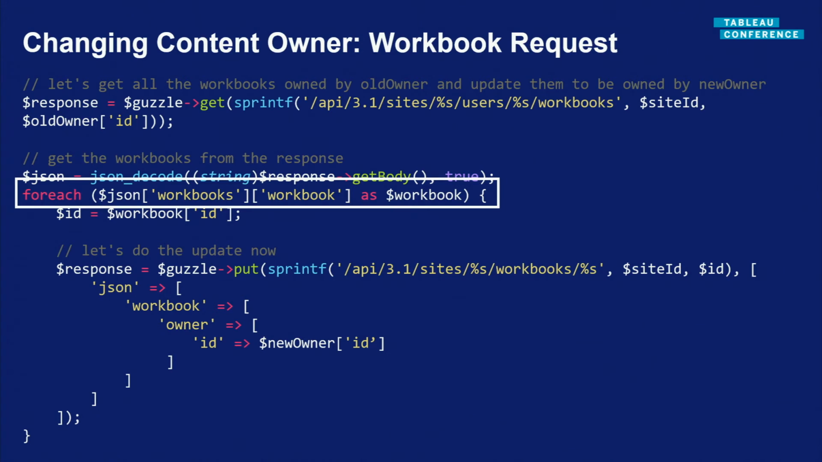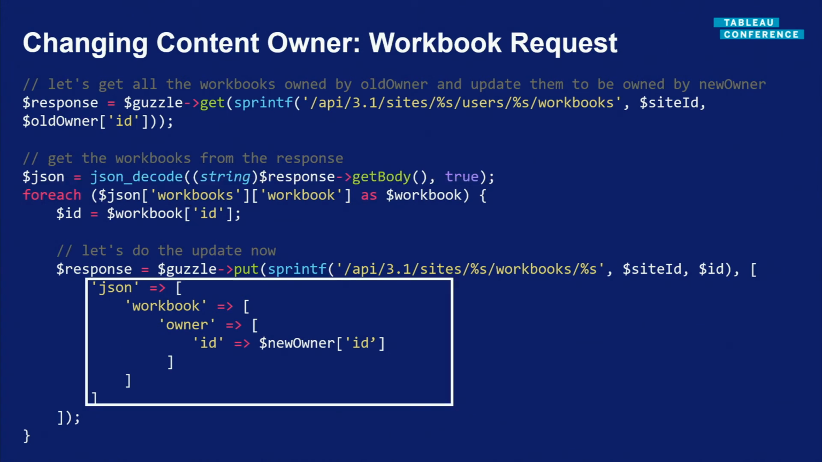And we need to update each workbook using the put verb. Again, Guzzle is going to allow us to pass JSON using an associative array. So we're setting on the workbook, the owner, and the ID of that property to our new owner. Now all of the workbooks have been transferred, the ownership of the workbooks have been transferred, and now we can finally delete that user from Tableau Server.